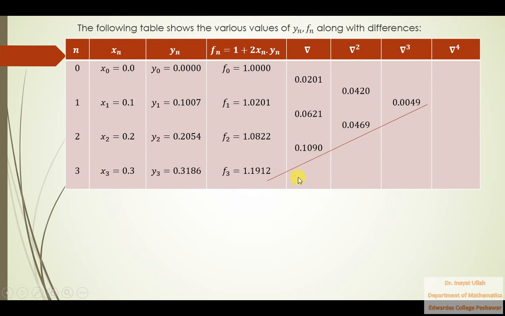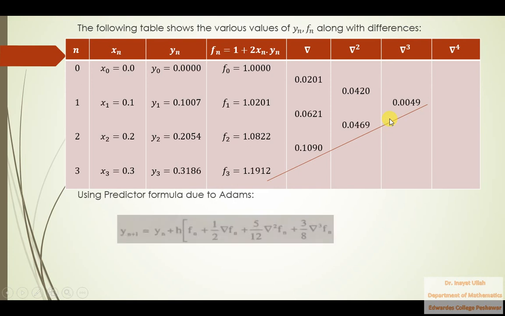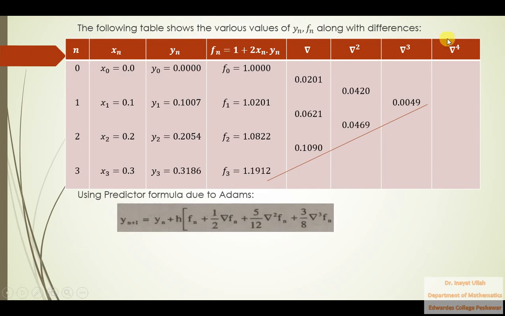Now we see that this is f3, that is nabla f3, that is nabla square f3, and that is nabla cube f3. Remember that f3 upstairs is nabla f3, that is nabla square f3, and that is nabla cube f3. Now using the predictor formula due to Adams, because we have computed up to the third difference, expand the formula up to the third difference.